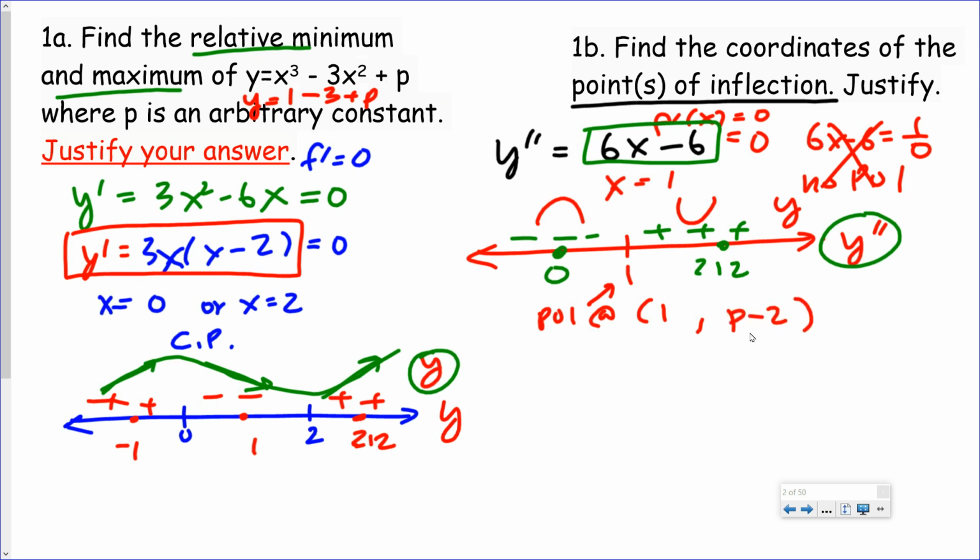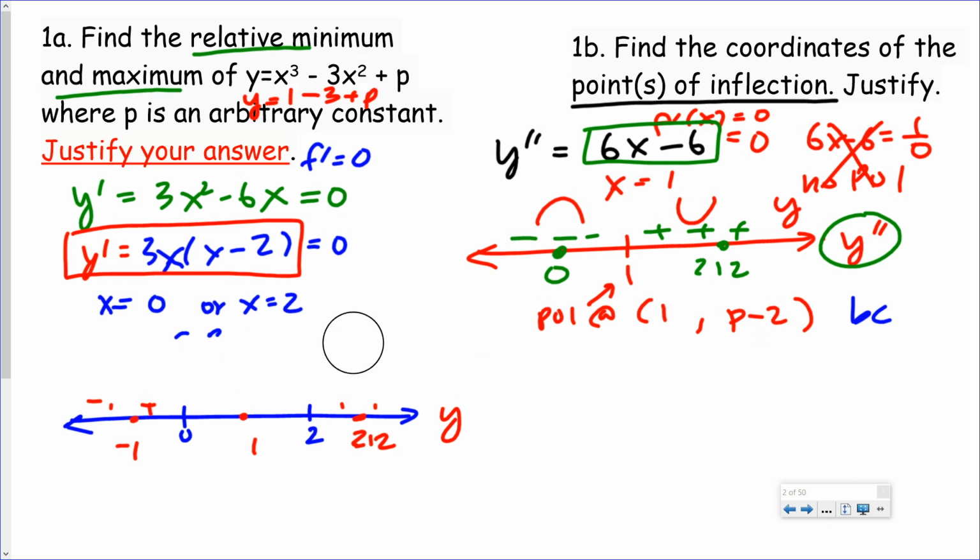Guys, are you comfortable writing p minus 2 on your test? I mean, if you're not comfortable writing p minus 2, then you should just be comfortable missing it on your test. So just write down p minus 2. There's nothing wrong with having a p in your y answer. All right. So then I need to justify this.